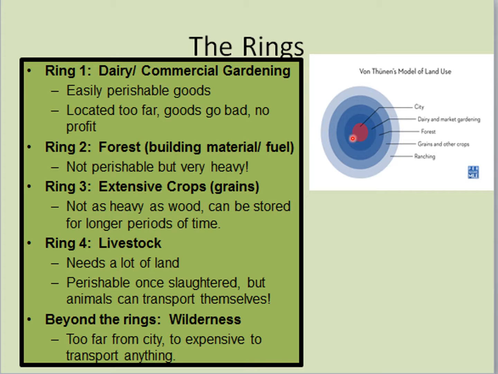Ring 2 is forest, building material, fuel. Not perishable, but it is very heavy, so you need to have it close to the city. Ring number 3 is extensive crops and grains, not as heavy as wood, so it can be stored for longer periods of time and is therefore farther away from the city. Ring number 4 is livestock. It needs a lot of land. They are perishable once slaughtered, but animals can transport themselves, so they can be farther away as well. And beyond the rings is wilderness, too far from the city and too expensive to transport anything.